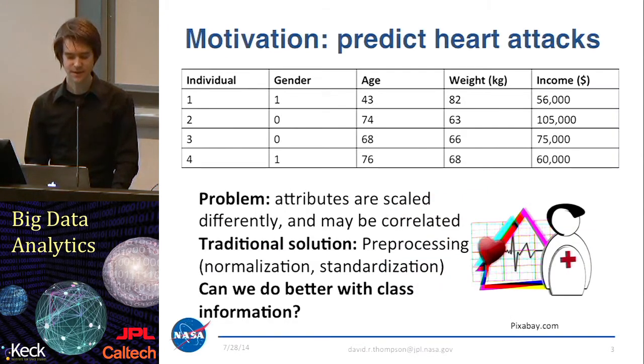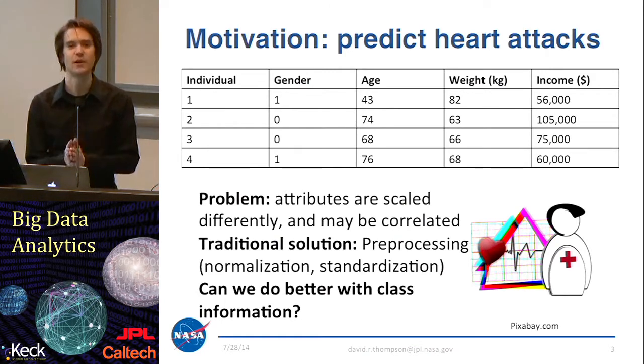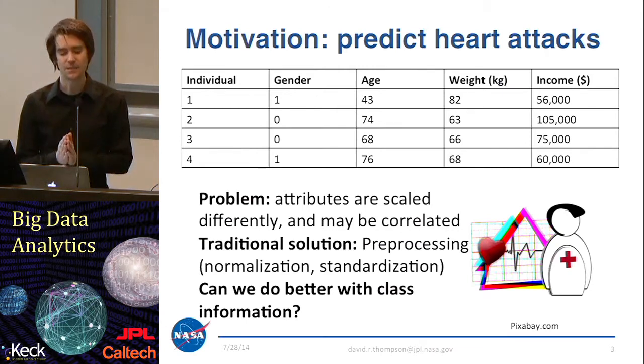All right, so here's just a real simple example to motivate why we might be interested in learning distance metrics. And it involves predicting heart attacks. So here we've got a table of attributes for different individuals with different numerical attributes. So we've encoded gender as either 0 or 1. We've included the age as well, the individual's weight, which might be relevant to whether they're going to have a heart attack or not. And we've also included their income, right, which might or might not be relevant.